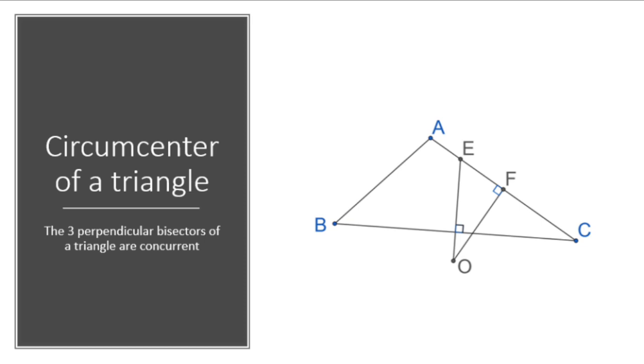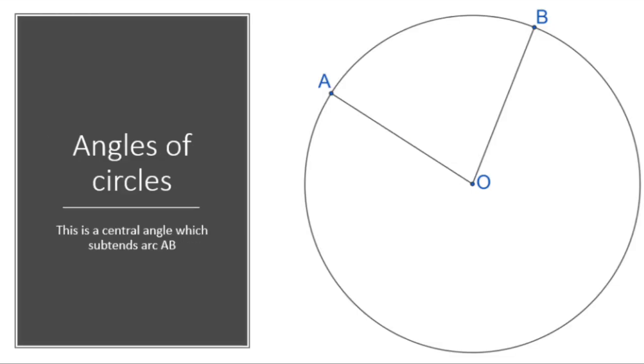So if we combine the two, the point O at which EO and FO meet must be equidistant from B and C, from EO, and must be equidistant from A and C, from FO. And hence, it must be equidistant from A, B, and C. And that's what makes it the circumcenter, because each radius should extend to each of the vertices, and it does in this case. In this case, angle AOB is equal to the measure of the arc AB.